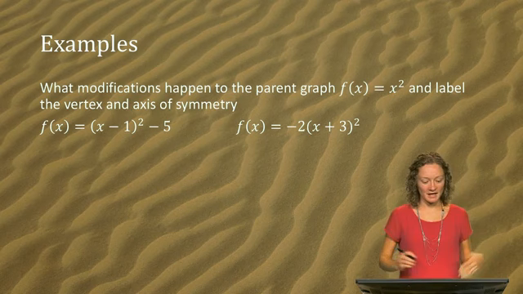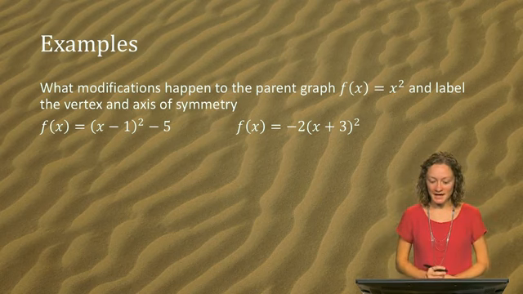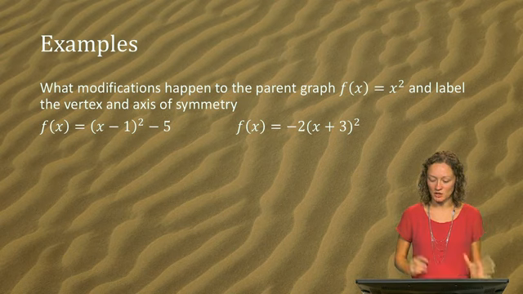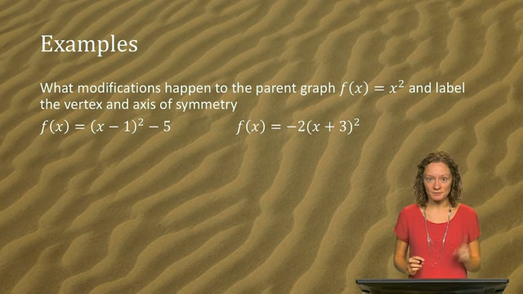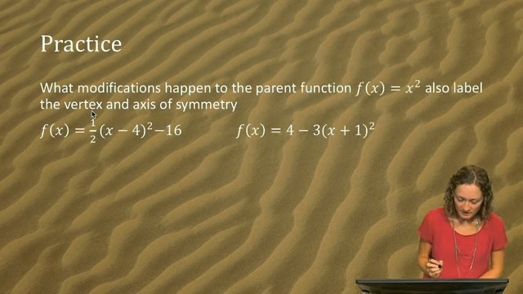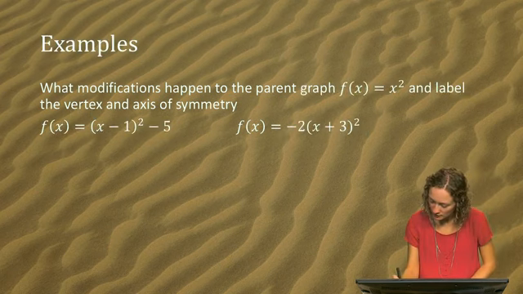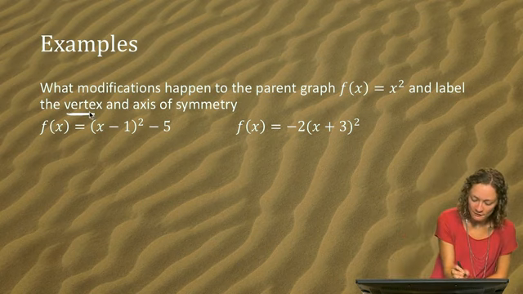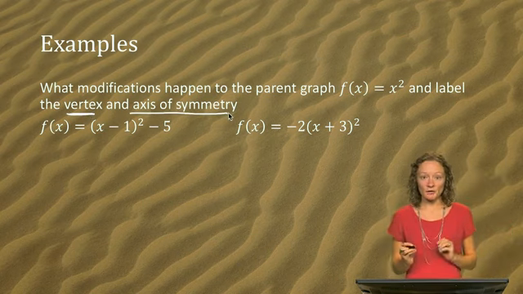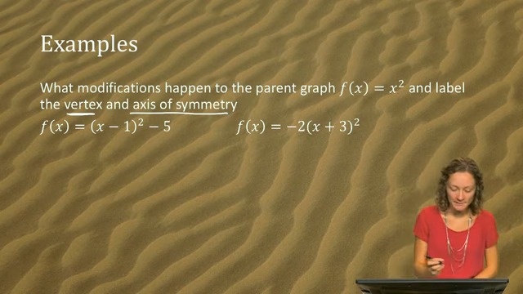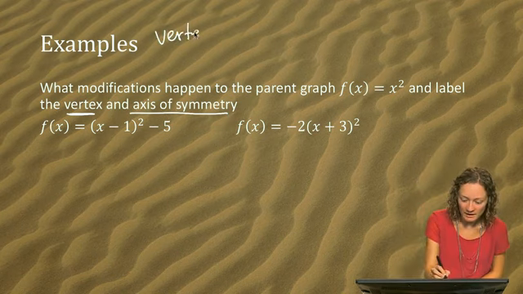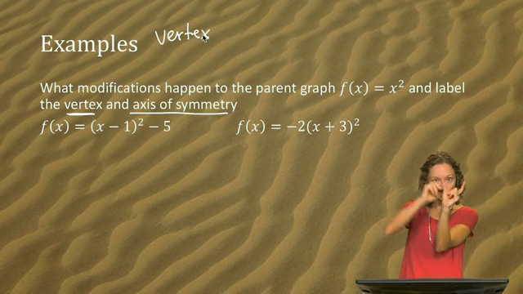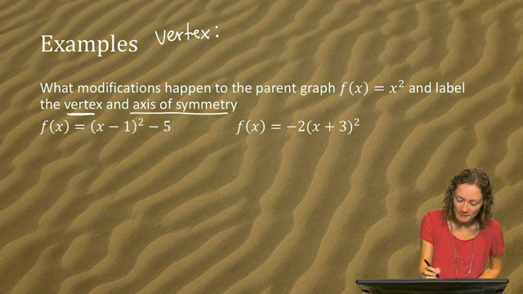Our examples we're going to do together. The question: what modifications happen to the parent graph, f of x equals x squared, just like we previously saw? And then we're also going to label the vertex and the axis of symmetry. We didn't talk about that on the last slide, but both of those things are a pretty easy find. So we want the vertex and the axis of symmetry. On the previous slide, we were talking about the letters a, h, and k. The vertex, very simply, is that base point of your U shape, of your parabola, and that base point is always the h, k value.